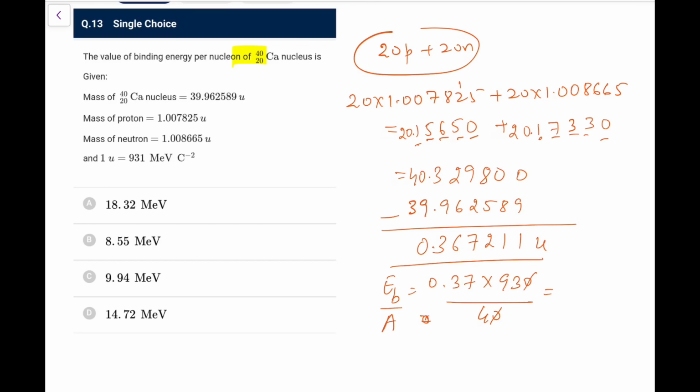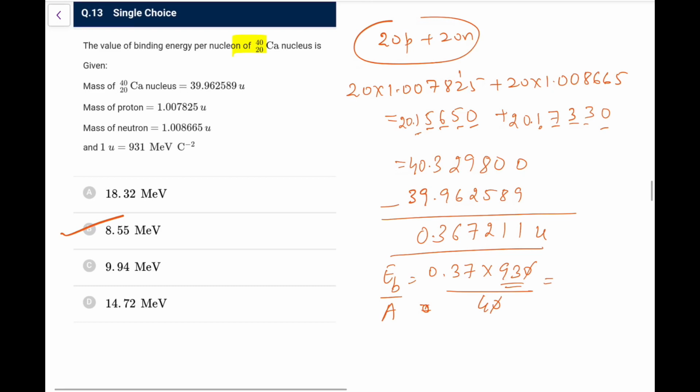So what we have, 4 into 93, so it would be slightly less than 9.3 for sure, because 0.37 by 4 is less than 1 in that particular case. So it would be lesser than 9.3 and closer to 8.85, that is the option I can go for. You can do the calculation also if you wish. It would be 8.55 I can make from the options.